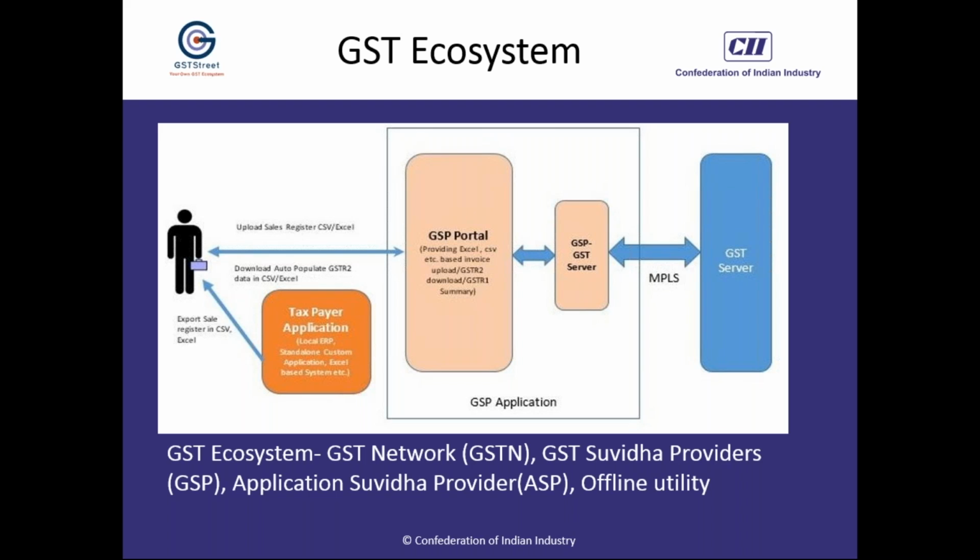So Application Suvidha Providers are people who will be looking into your ERP system, customizing some application for you, from which they can pull the data from your ERP system and provide that to the GSP, and the GSP can upload it. So the total parties involved are the GSTN, which is a portal, then there are GSPs and there are ASPs. Certain GSPs are acting as ASPs also.